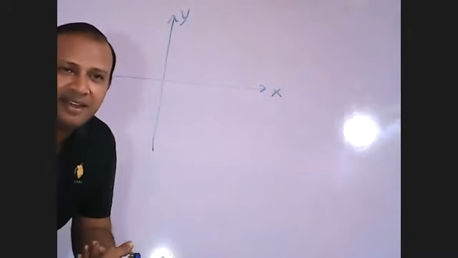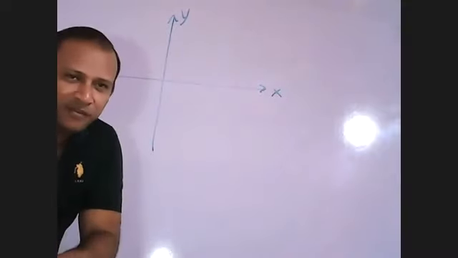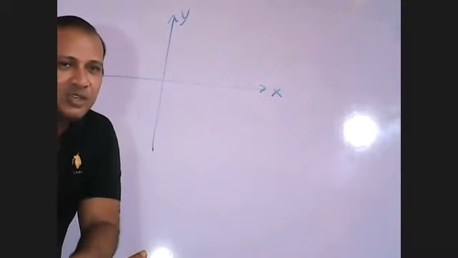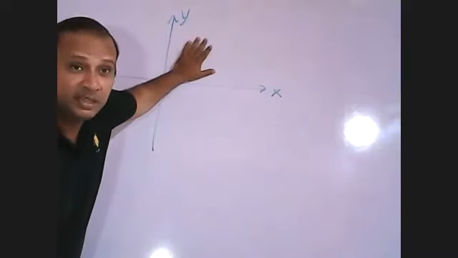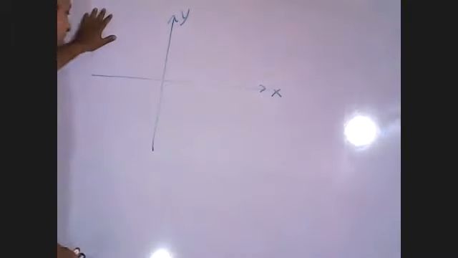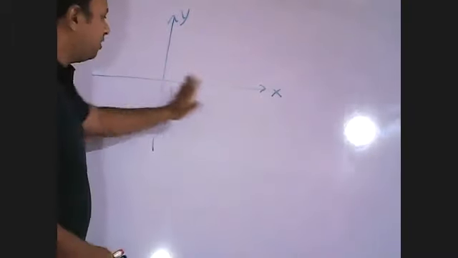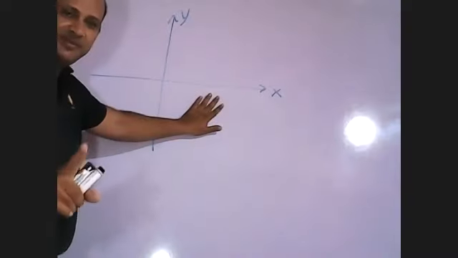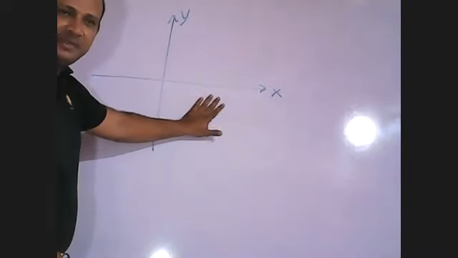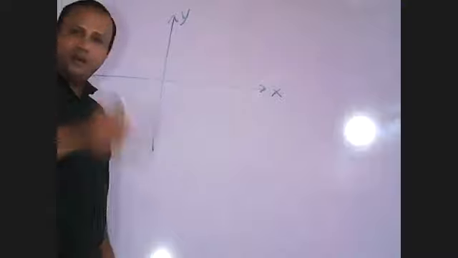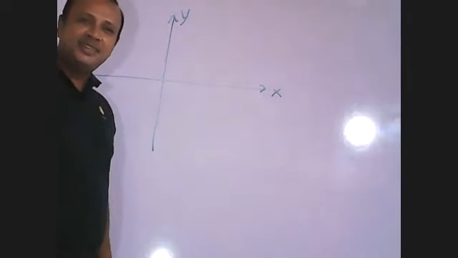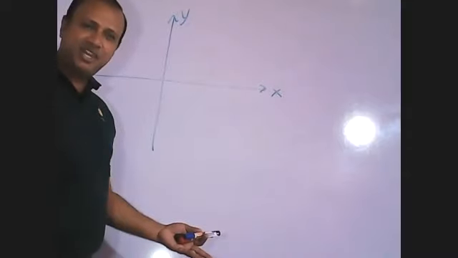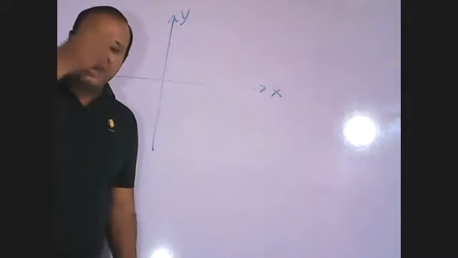The location of the graph. The first thing you have to decide is the location, whether it is on the first coordinate, or on the second, or on the third, or on the fourth. That is the first thing. If you decide the location, the second one is the shape. The location and the shape.